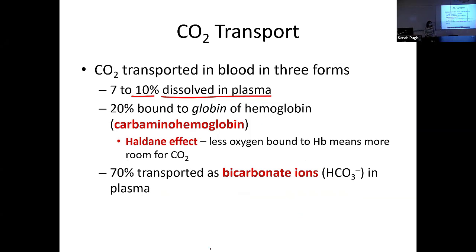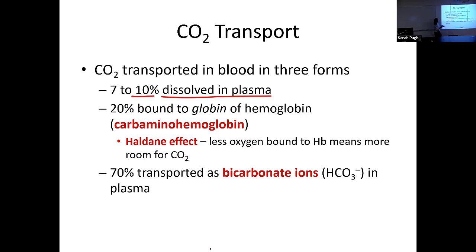Why can't you dissolve more than 10% in blood plasma? When you add CO2 to a liquid, what do you form? Carbonic acid. And our blood pH is about 7.34, right? And if we change our blood pH, if we start adding acid to it, we're not going to be able to perform a lot of metabolic functions. You can die from that. So this is why we can't carry more than 10% of CO2 in our blood plasma, because too much dissolved in plasma will start changing your blood pH, okay?